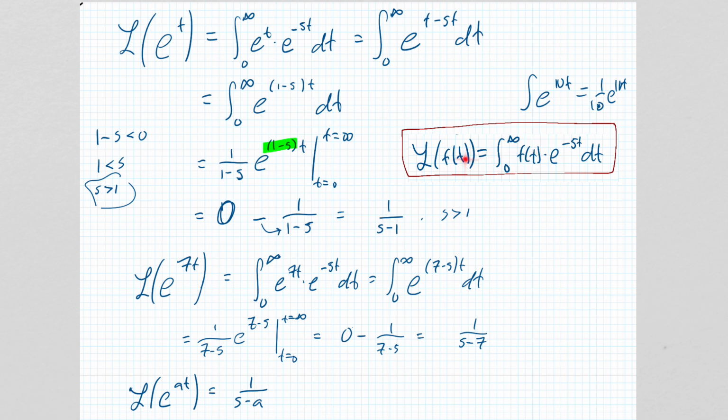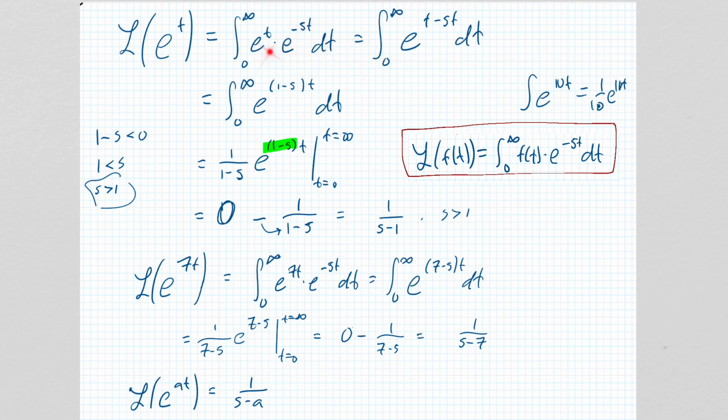The Laplace of a function is the integral from 0 to infinity of that function times e to the negative st dt. This is an S, not a 5, and I apologize. Anytime you see a thing that looks like a 5 in this video, it's an S. So, it's the integral from 0 to infinity of e to the t times e to the negative st dt.